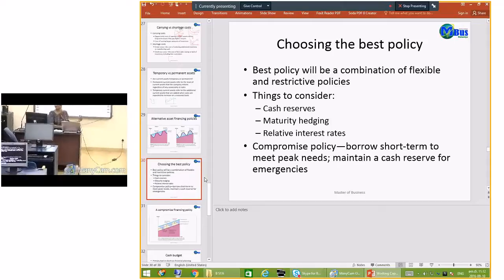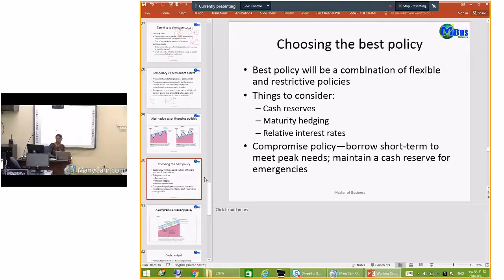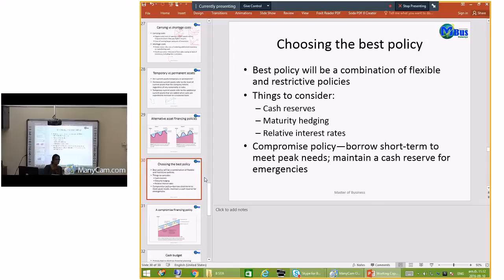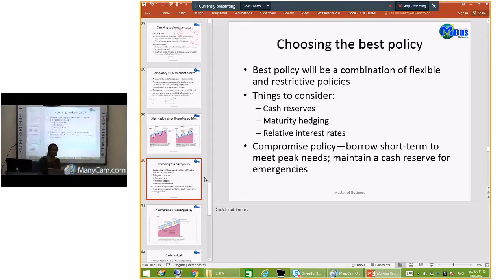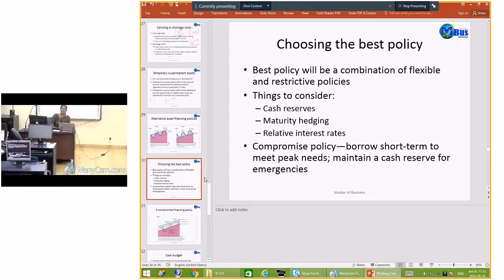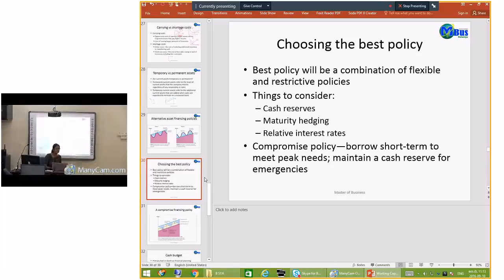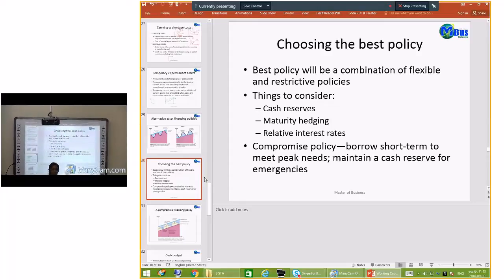When we decide the best policy, we have to think about the cash reserves the firm has, and maturity hedging. What is maturity hedging? You did derivatives, right? Hedging is insulating against the risk of uncertainty. So maturity hedging, what is that? We discussed maturity matching. So that is again maturity hedging here.